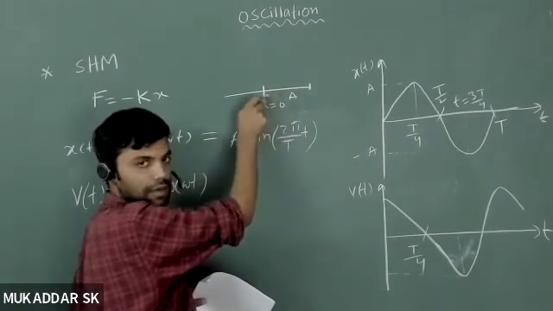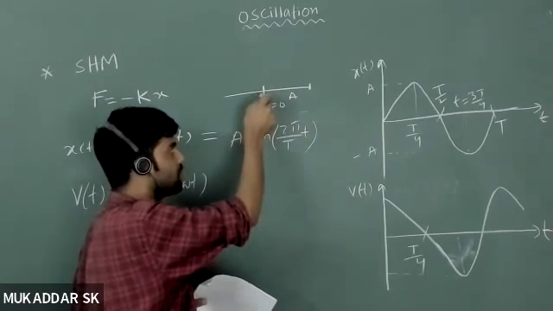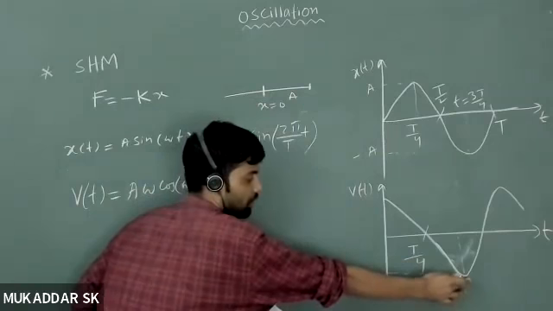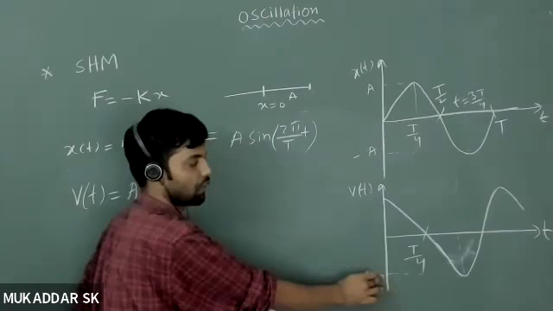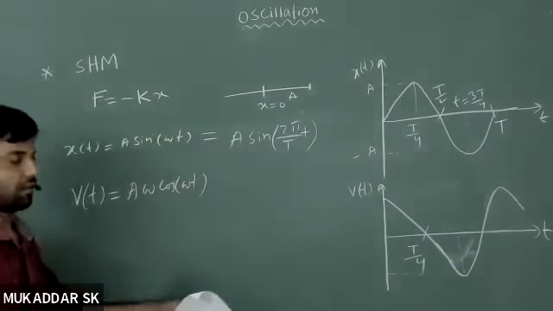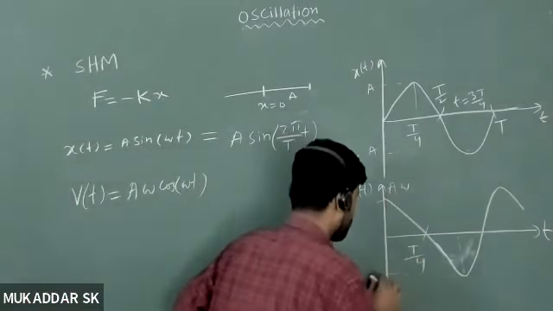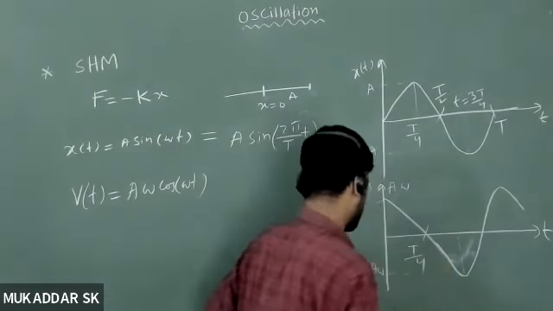At T by 2, again it will come to this position, velocity will be maximum, but since this is going to the negative x direction, that's why the velocity is coming in negative. So if you take the magnitude, it will be positive. This minus sign is actually representing the direction. So this point corresponds to a omega, and this point corresponds to minus a omega. And you can plot that limit.